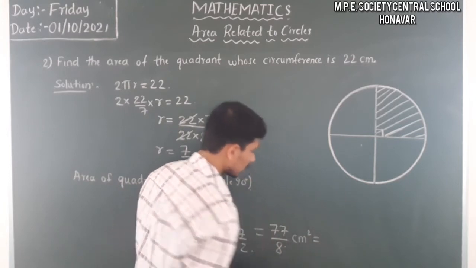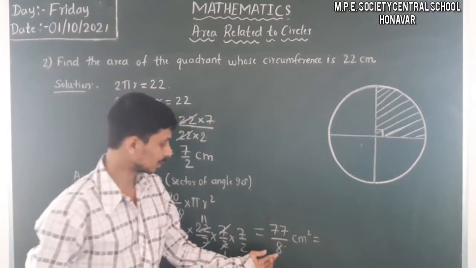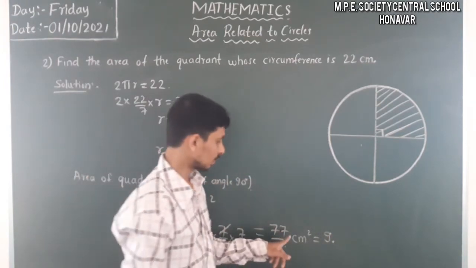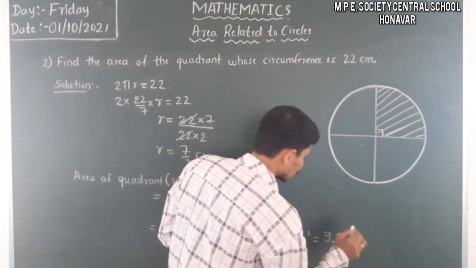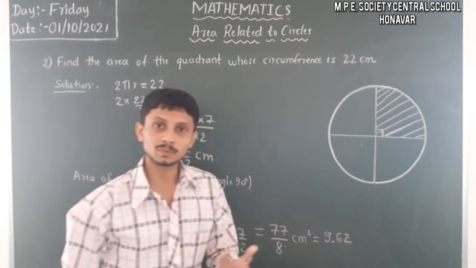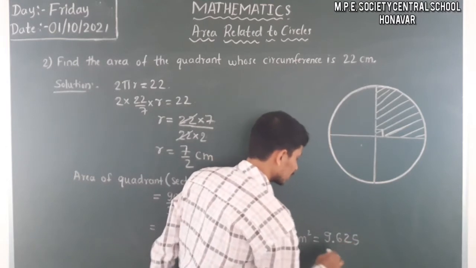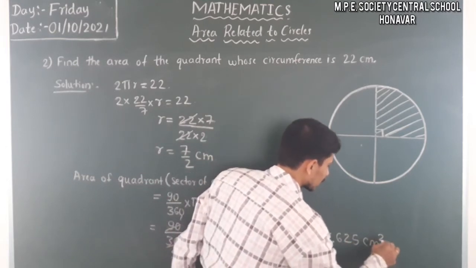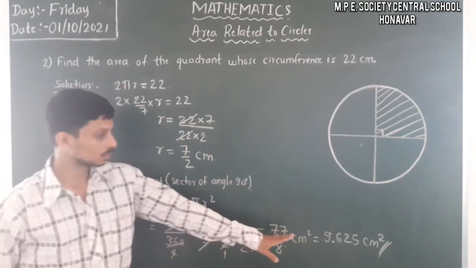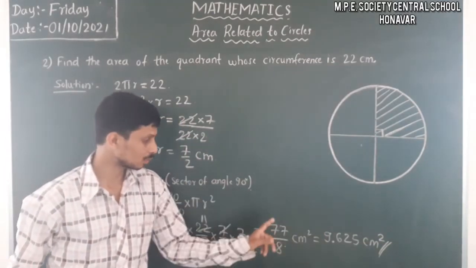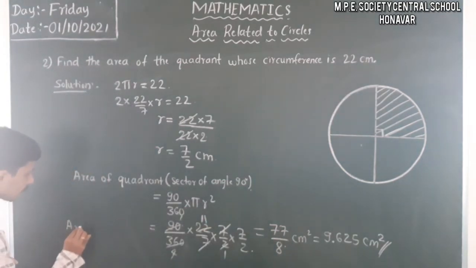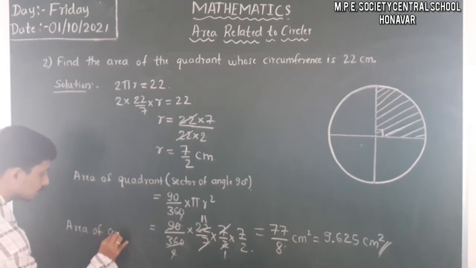Then you can simplify it, and you get a decimal. 8 into 9, 72, 5 remains. Then 8 into 6, 2 remains. Then 8 into 2, 16, then 4 remains. 40, 8 into 5. That is 9.625 centimeter square, also the answer. That is, the area of this quadrant is equal to 9.625 centimeter square or 77 by 8 centimeter square. That is the area of the quadrant.